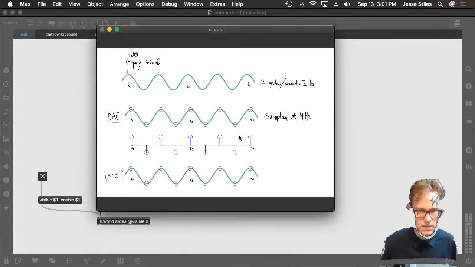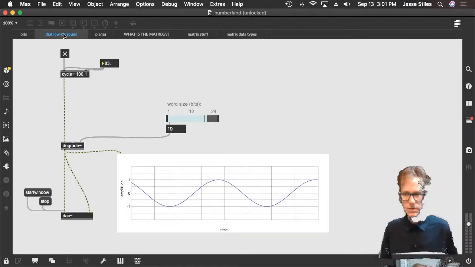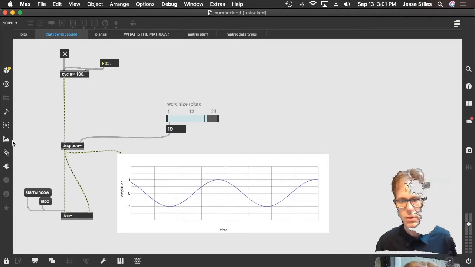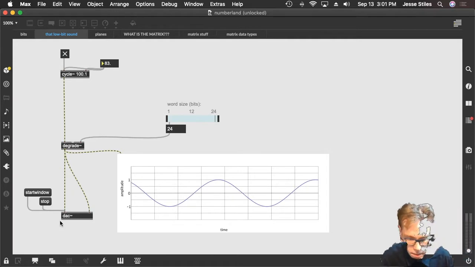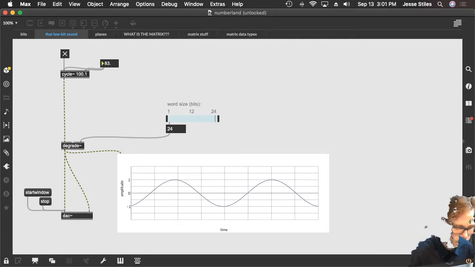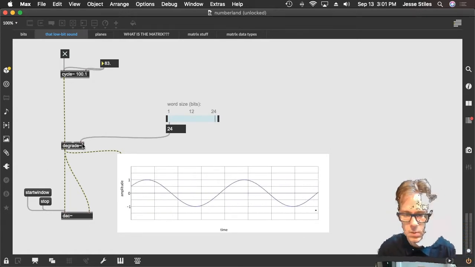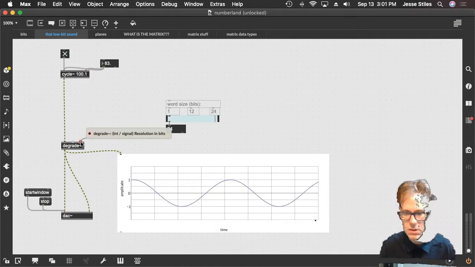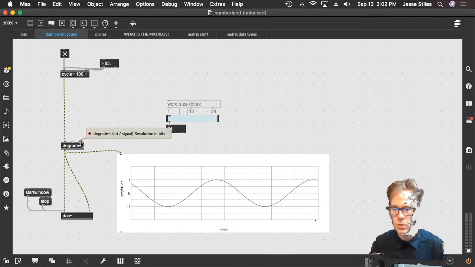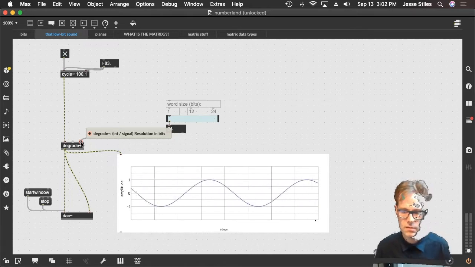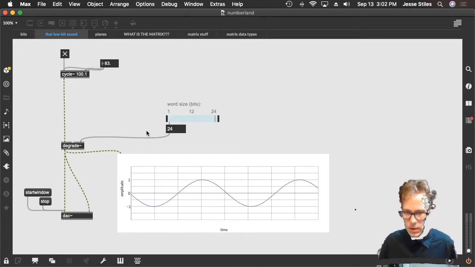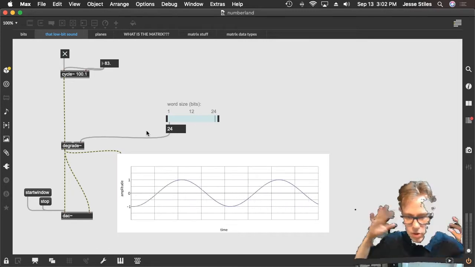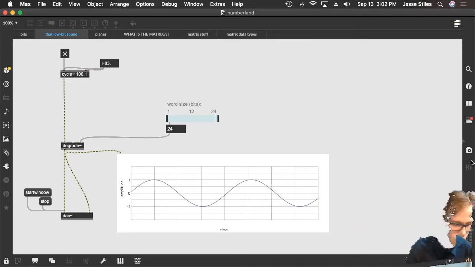Okay, let's look at some of this in practice. Okay, so here is a nice Max patch. We are going to again use this degrade~ object to degrade the accuracy of our system, but this time we're going to use the rightmost inlet on degrade~, which is going to allow us to scale the resolution of the sound system in terms of bits. So currently this is set to 24 bits. 24-bit audio is going to be like a huge dynamic range. And let's listen to this 24-bit sine wave.